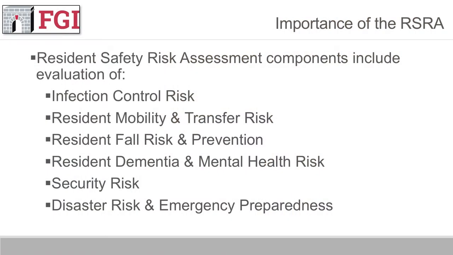The resident safety risk assessment components include such things as an infection control risk assessment, resident mobility and transfer risk assessment, resident fall risk and prevention, looking at resident dementia and mental health risks, security risks, and even disaster risks and emergency preparedness type issues.